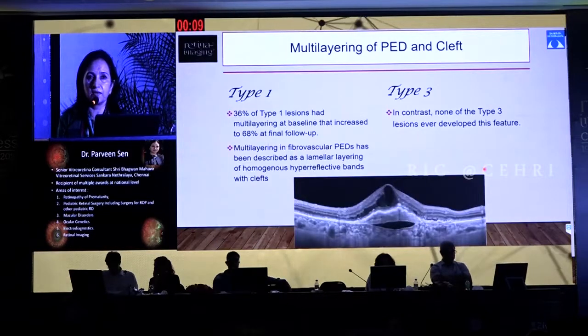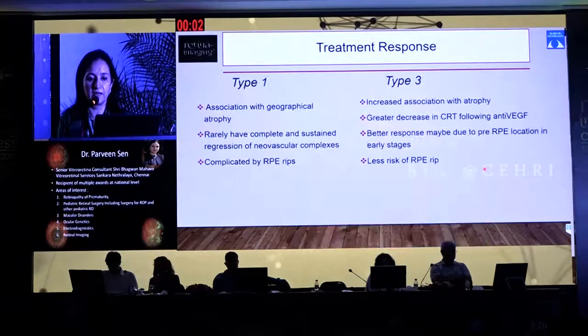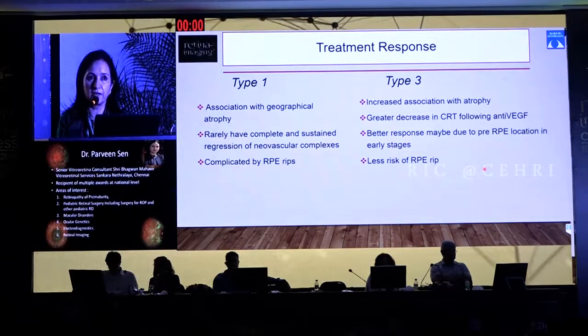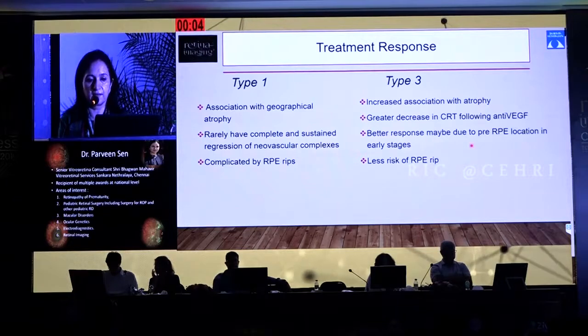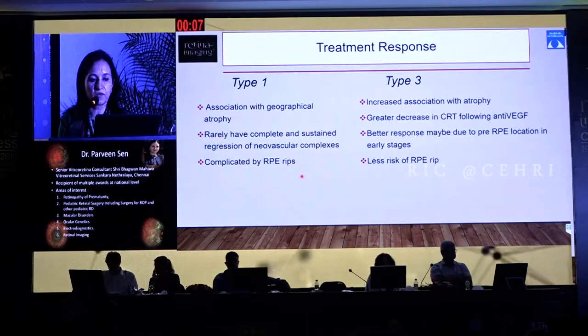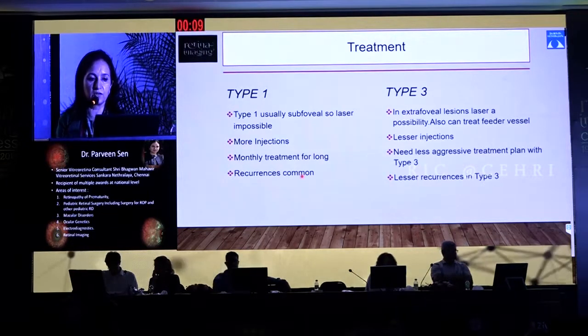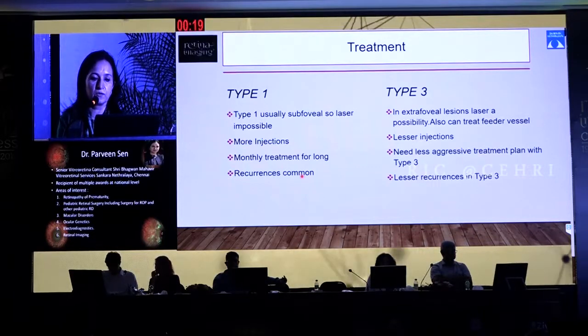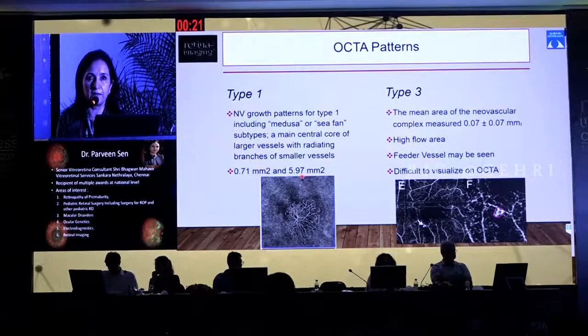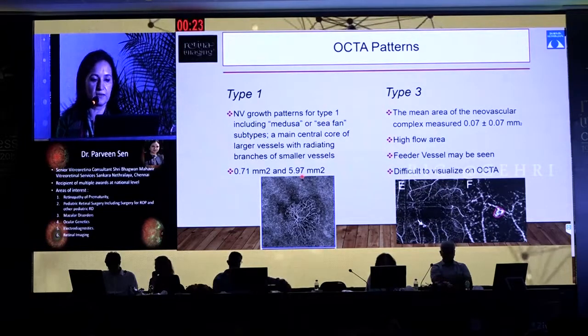Rips are more common in type 1 as compared to type 3. Multilayering is more common in type 1. We don't see this at all in type 3 lesions. Geographic atrophy is common in type 1, and almost always present in a type 3 lesion. In response to treatment, usually fewer injections are required for a type 3 lesion as compared to type 1. Recurrences are less common in type 3 as compared to type 1. So you need a better treatment plan and you need to distinguish these two entities.